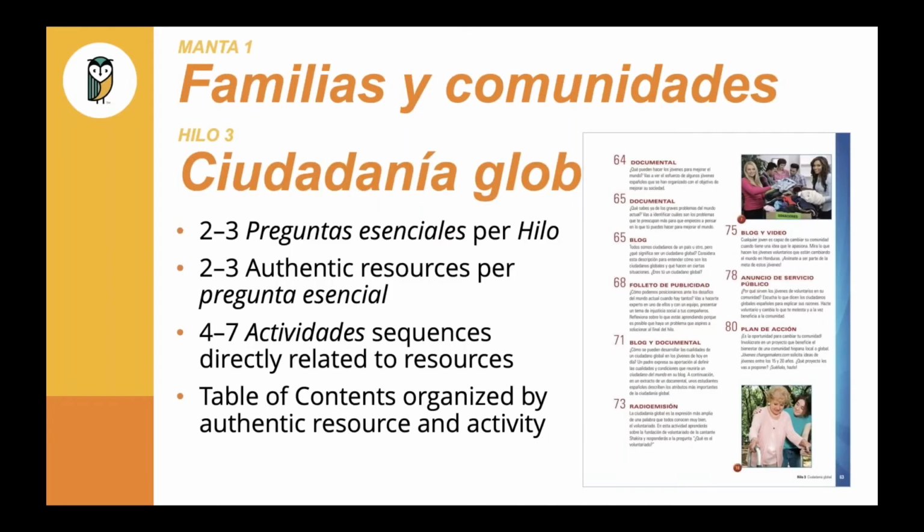Let's look at what a chapter is made up of. We'll look at Manta 1, Hilo 3 as an example. There are 2 to 3 essential questions per hilo, and 2 to 3 authentic resources for each one of the essential questions, for a total of over 100 authentic resources in all. Each authentic resource has 4 to 7 activities directly related to it. There is also a table of the contents, as you see on the right, so you can easily find the authentic resource and the related activities.